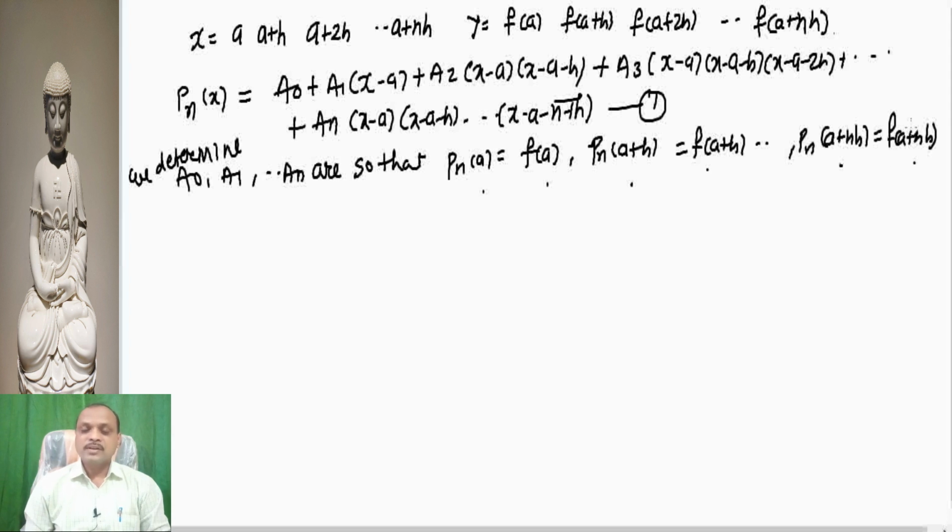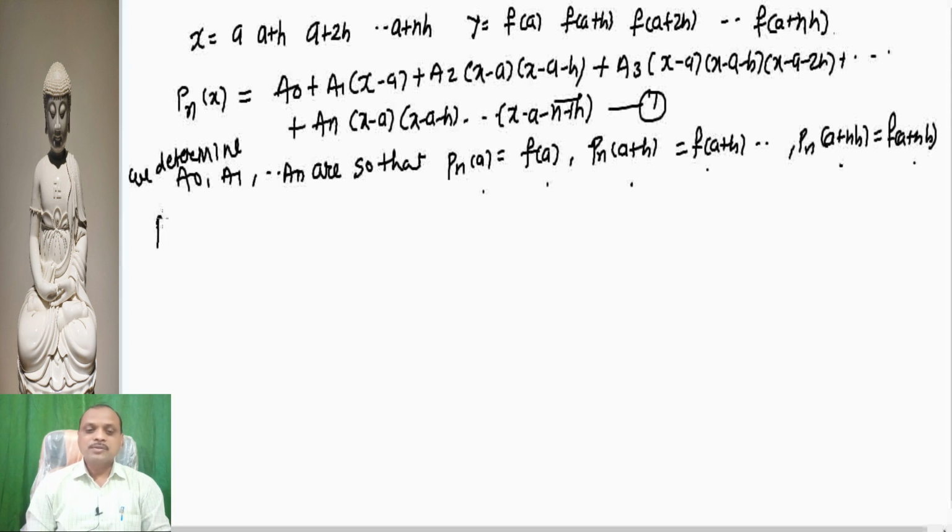Remember what we have taken? We have taken the values of the independent variable, and we have considered one polynomial of nth degree: Pn of x equals a0 plus a1 into x minus a, plus a2 into x minus a into x minus a minus h, plus a3 into x minus a, x minus a minus h, x minus a minus 2h, like this. And here a0, a1, up to an are constants, determined so that Pn of a equals f of a, Pn of a plus h equals f of a plus h.